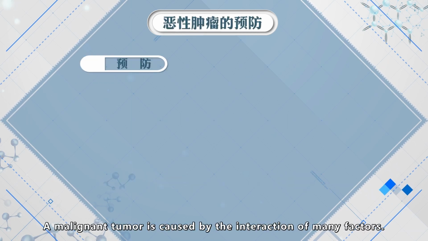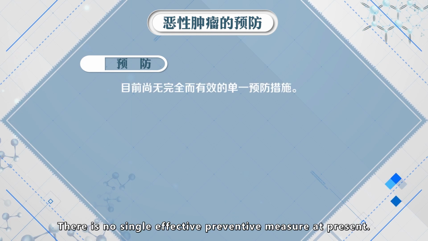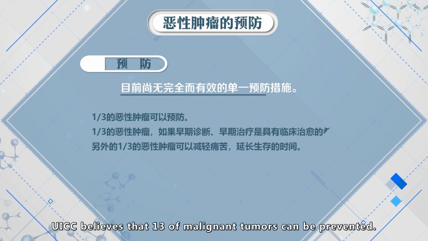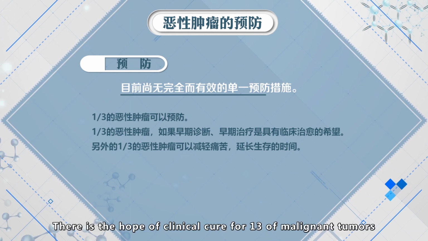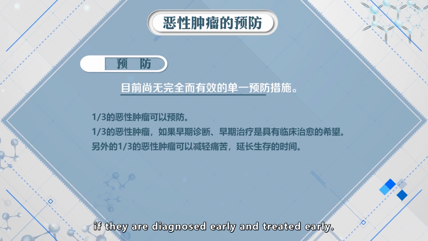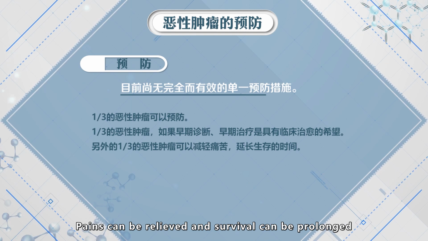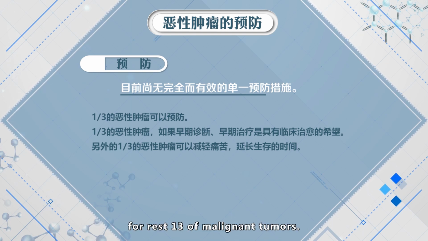A malignant tumor is caused by integration of many factors. There is no single effective preventive measure at present. UICC believes that 1/3 of malignant tumors can be prevented. There is a hope of clinical cure of 1/3 of malignant tumors if they are diagnosed early and treated early. Pains can be relieved and survival can be prolonged for the rest 1/3 of malignant tumors.